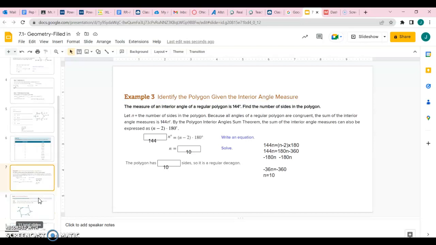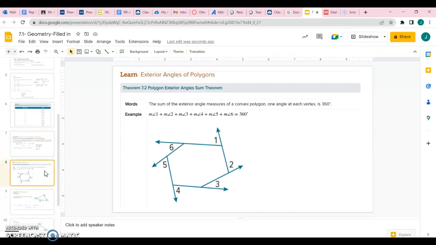All right, let's go to the next one. Now we have the next part of the lesson: exterior angles of polygons. Theorem 7.2 tells me that the sum of the exterior angle measures of a convex polygon, one angle at each vertex, equals 360 degrees. In other words, when I have a shape with all these lines connected, I can add all these angles up together and it's going to equal 360 degrees.